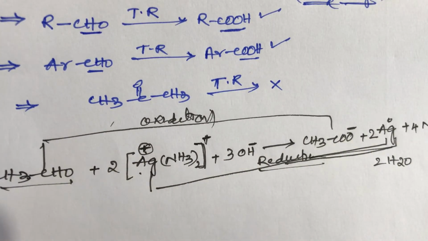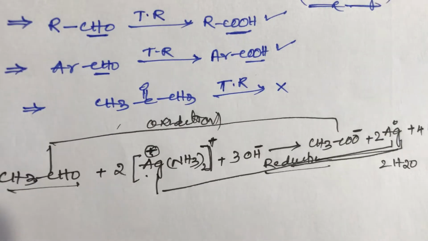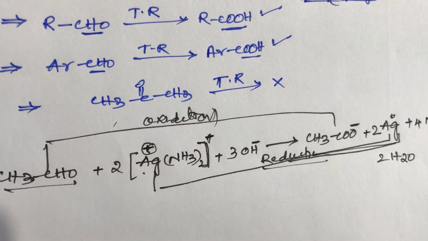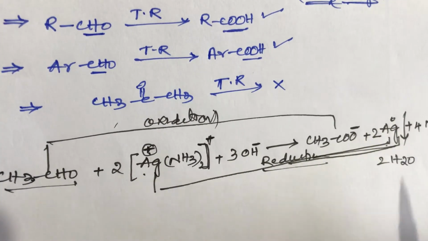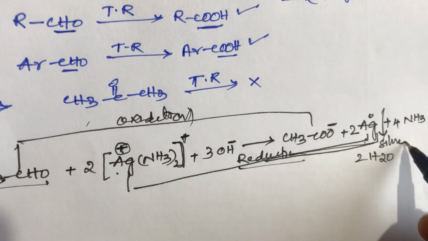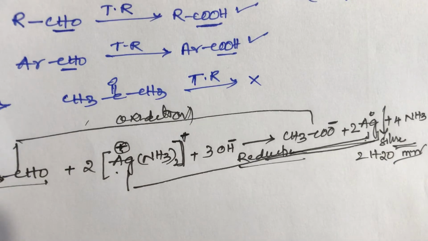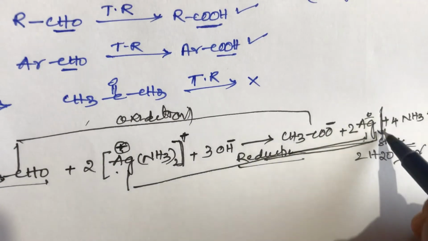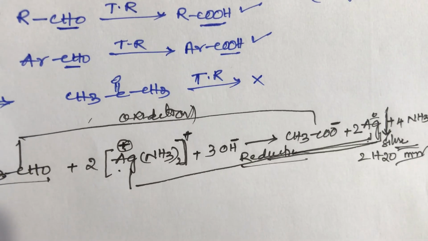This is the simple reaction, student. This is the chemical reaction of Tollens reagent. This is the simple trick, student. Now, here the silver, Ag, is there, that is called silver mirror. This is called the silver mirror test. In this reaction, the Ag that forms is the silver mirror. This is the simple trick, student.